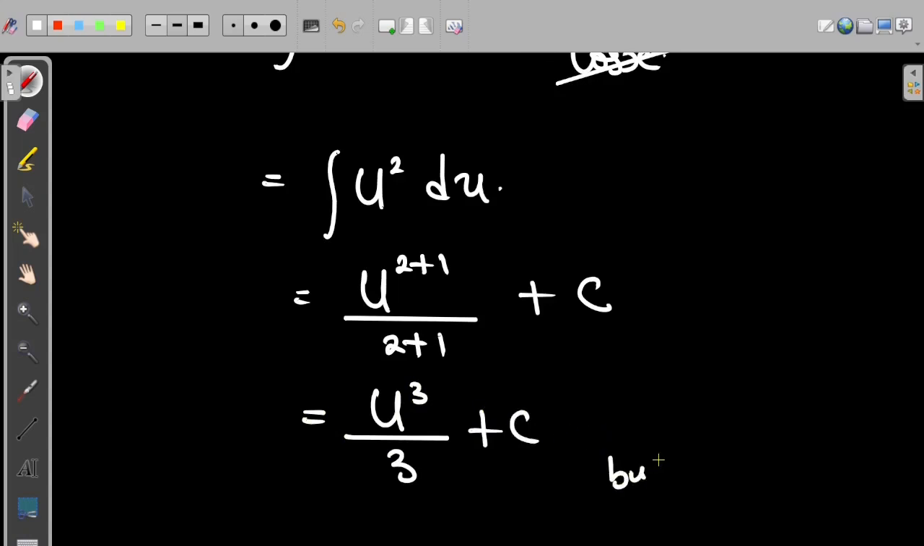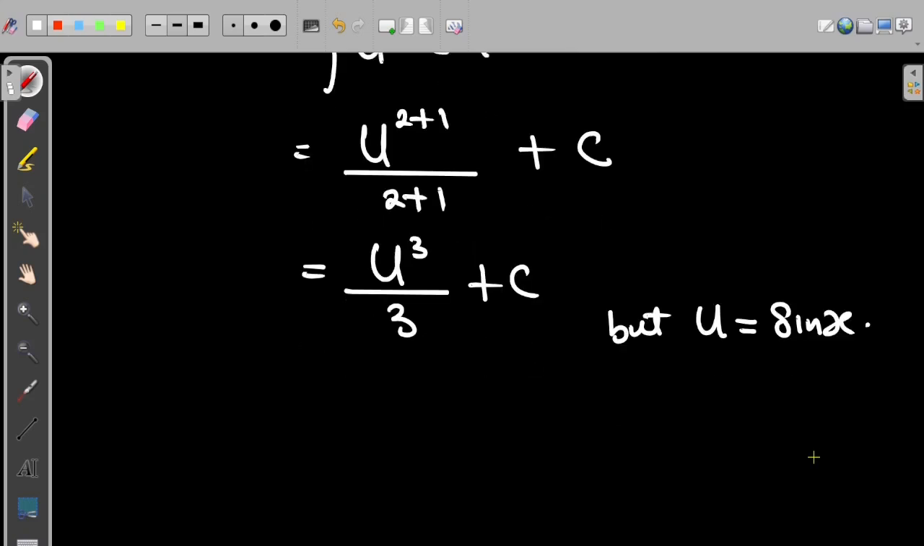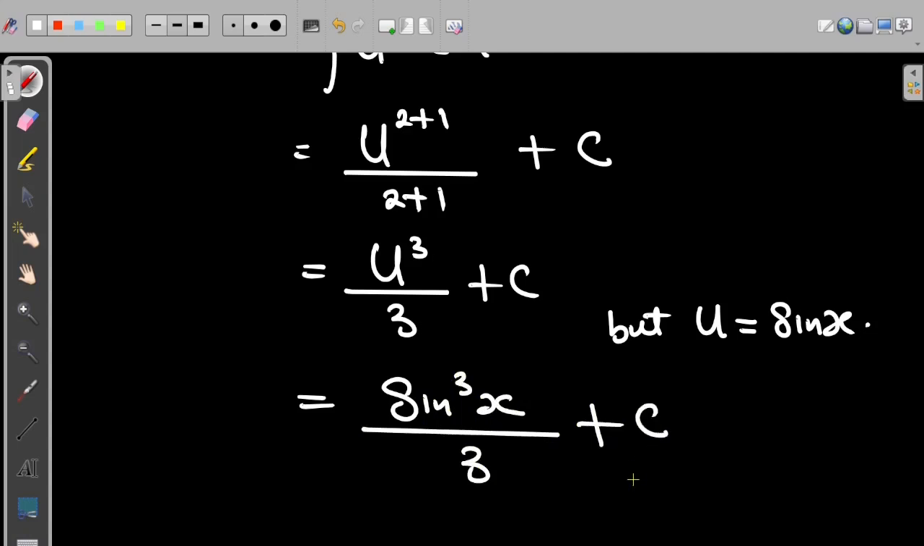But recall that we said let u be equal to sine x. So at the point where we have u, we will substitute sine x. Therefore, this becomes sine cubed of x divided by 3 plus c. So at this point, we have been able to integrate the question given to us.